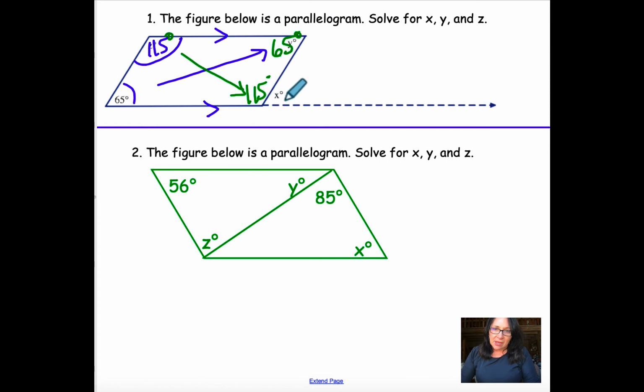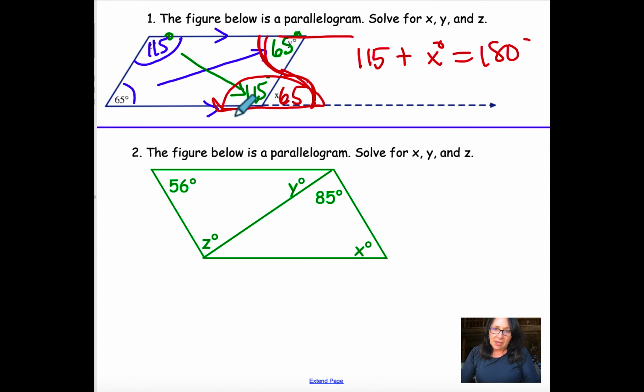Also, one last thing is that this being a straight line, that adds up to be 180 as well, which means that 115 plus x degrees also equals 180. And so you can subtract, of course, and get x equal to 65. Or you can say, hey, wait, these angles here, because these lines are parallel, they're alternate interior angles.